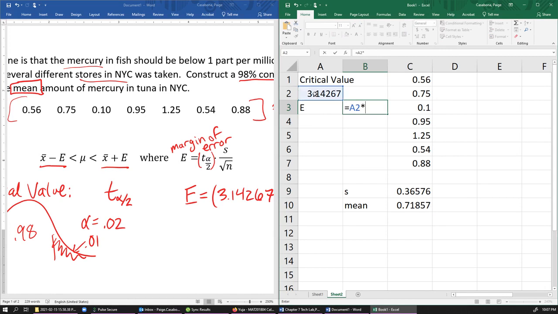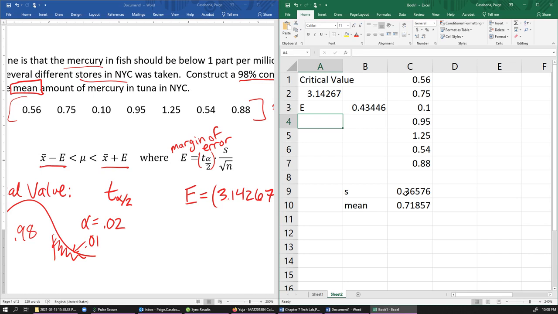So this is going to be my critical value. I'm saying that times S, which I just computed here, and that is divided by the square root of n, where n in this case was 7. Okay, so there's my E value, definitely a lot bigger than the last one we looked at.